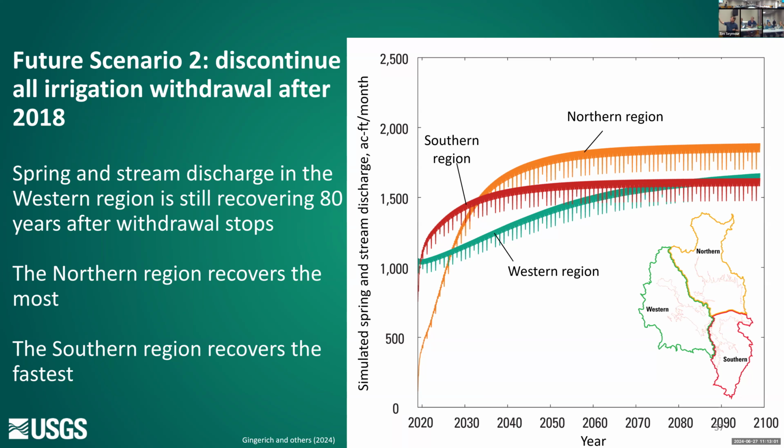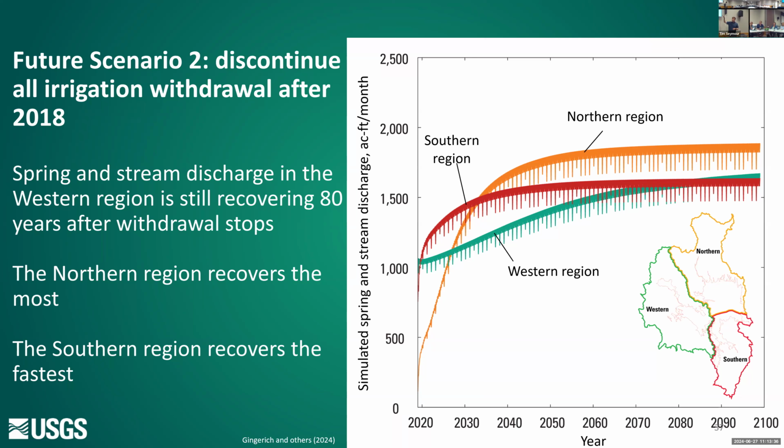And then the western region out here on the west side really doesn't have as much to recover, but it's still actually recovering at the end of the century. The reason for that, I think, partly is a lot of the springs are way down at the bottom of Warm Springs Valley, and all the pumpage is happening way up at the top of the basin. So it's going to take longer for that pressure signal to make its way through the aquifer and let those springs and streams recover.